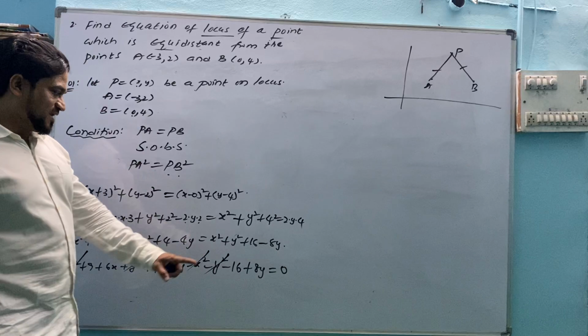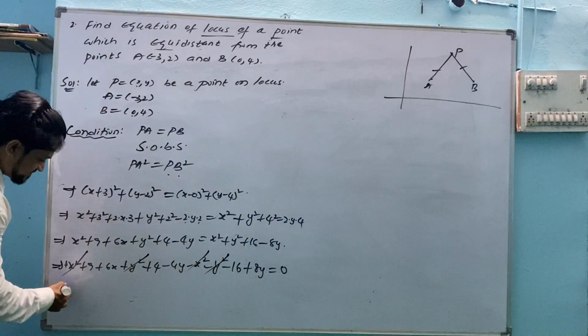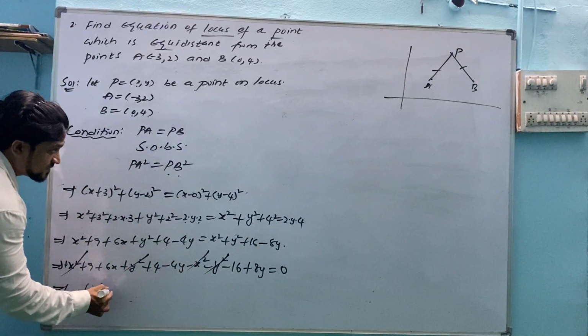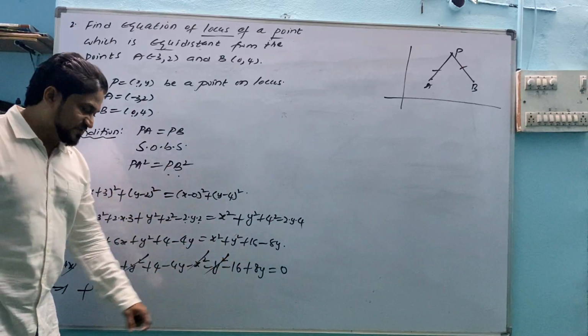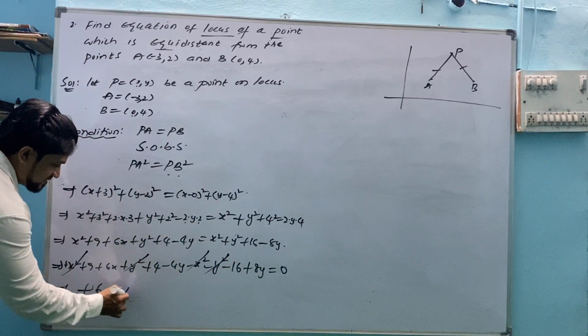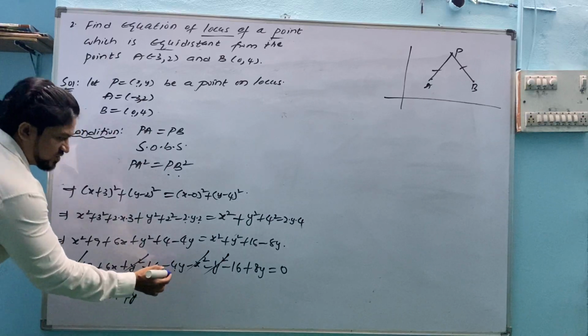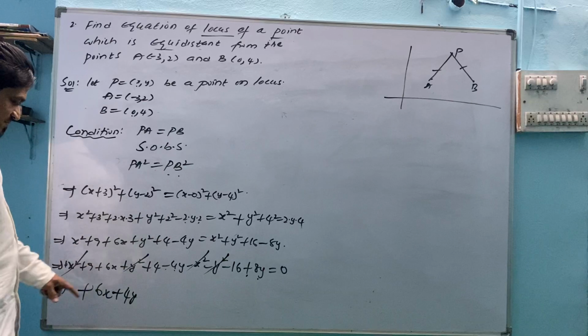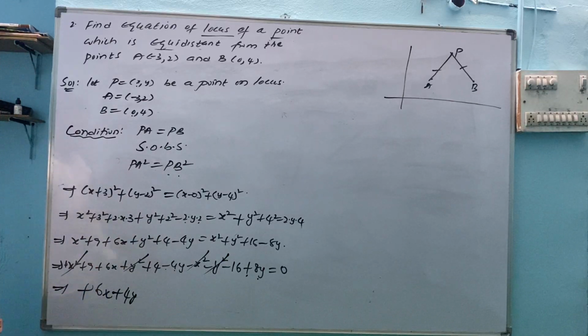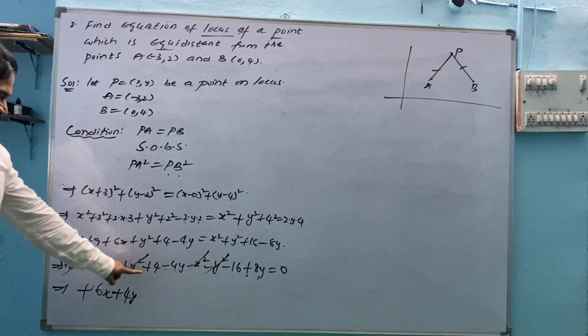Any other x term? No other x term, so only plus 6x. Then is there any y term? Minus 4y plus 8y. We need to pay 4, we have 8, so minus 4 and 8 is plus 4y. Then check constants: plus 9 plus 4.